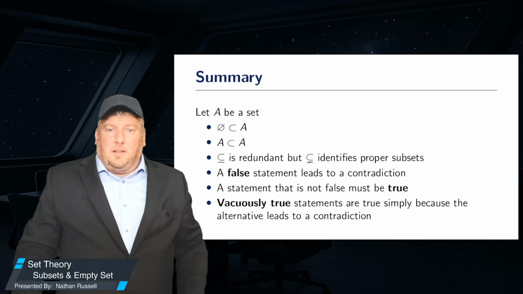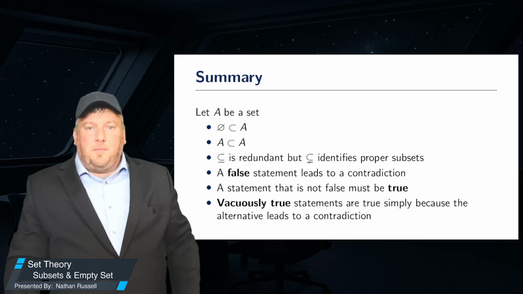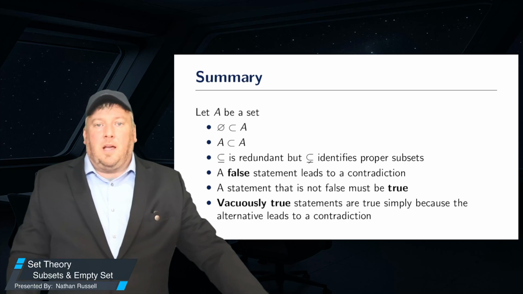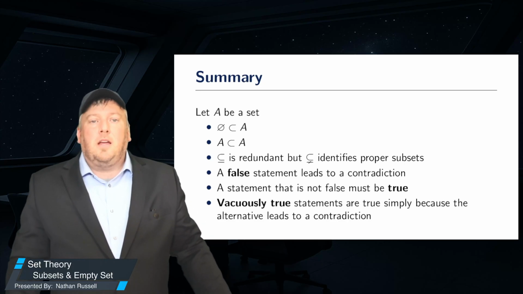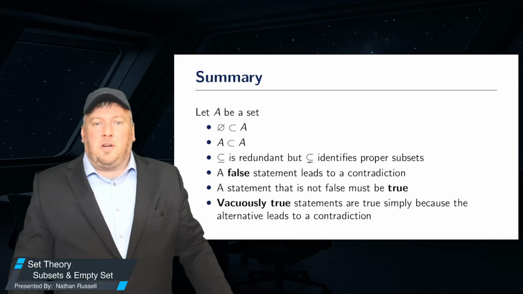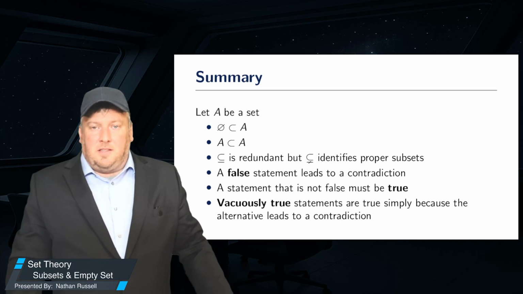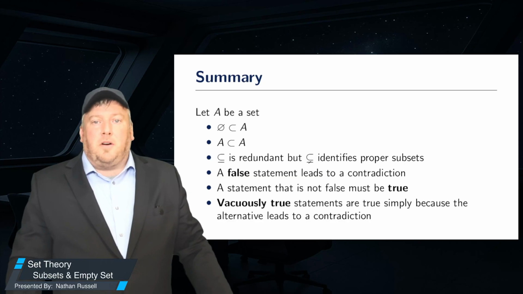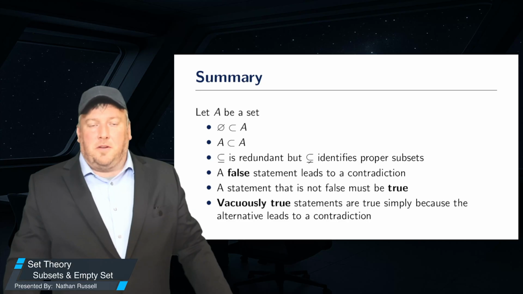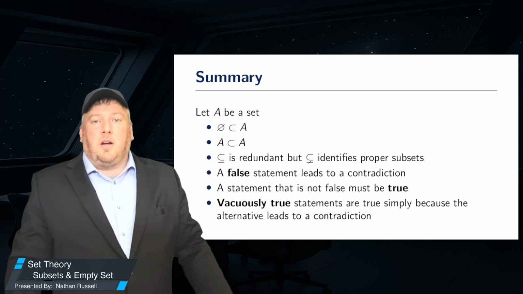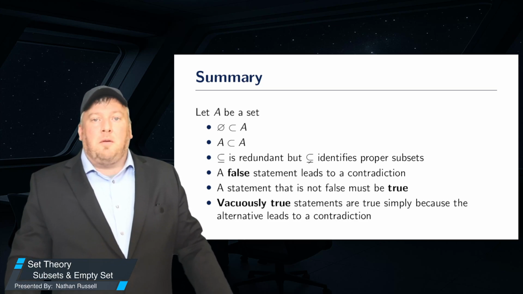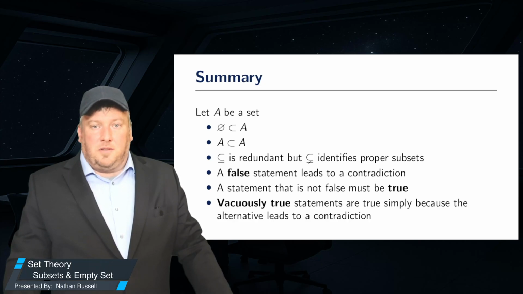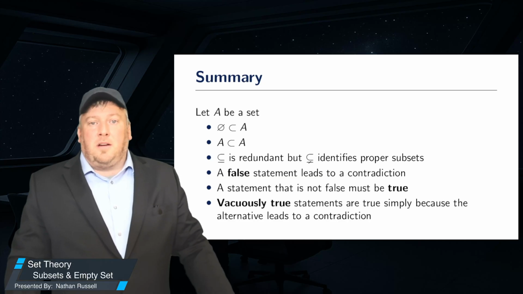Okay, that concludes my demonstration on my notebook. So to summarize, the empty set is always a subset. A set is always a subset of itself. A false statement is any statement that leads to a contradiction, and a true statement is any statement that is not false. Notice the false statement is the one explicitly defined, and the true statement is simply the logical negation of the false statement. Vacuously true statements are true simply because the alternative leads to a definite contradiction. And remember, the only requirement to be a true statement is that it does not lead to a contradiction. It might feel awkward, but it is better than a contradiction.